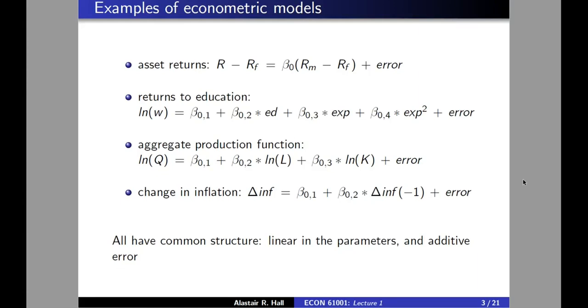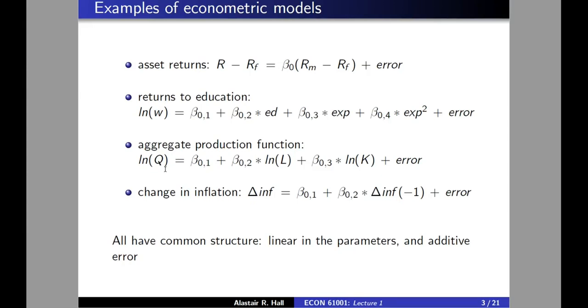However, note that the explanatory variables themselves can in fact be a nonlinear transformation of some underlying variable, such as the log of the labor input, or experience squared. And as we see here, the dependent variable may also be a nonlinear transformation, either the log of the wage or the log of output. In all of these models, the dependent variable is explained by a linear combination of explanatory variables and an error.